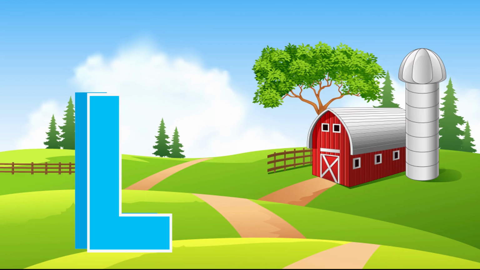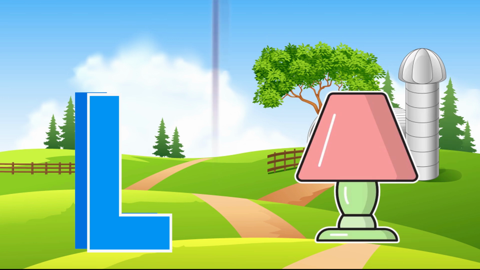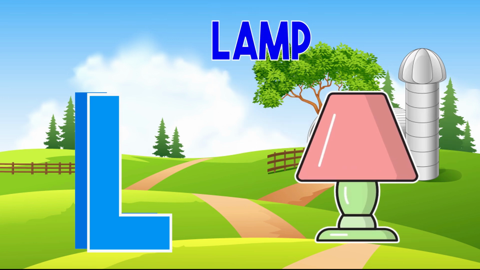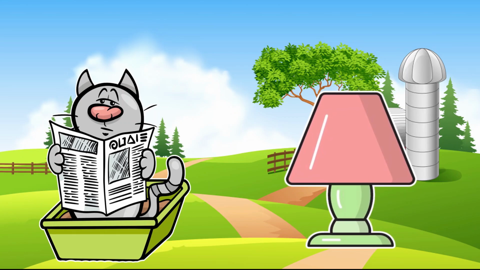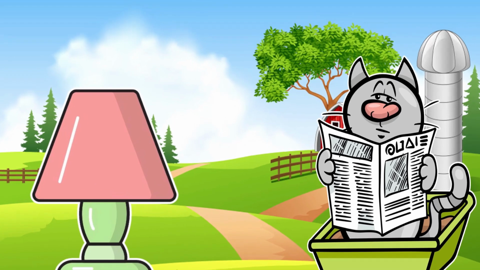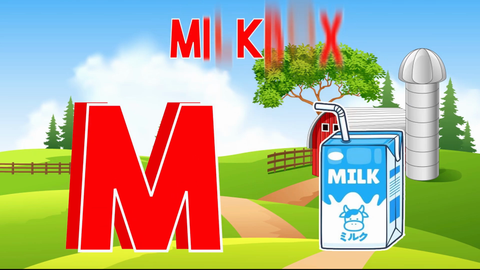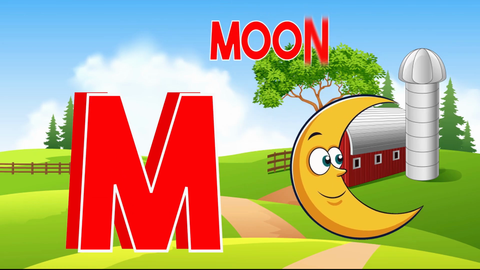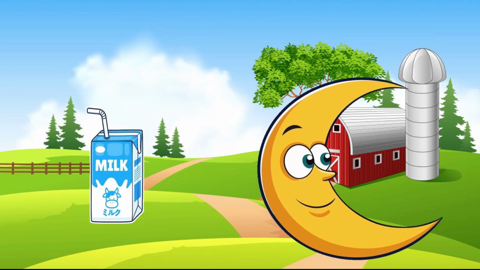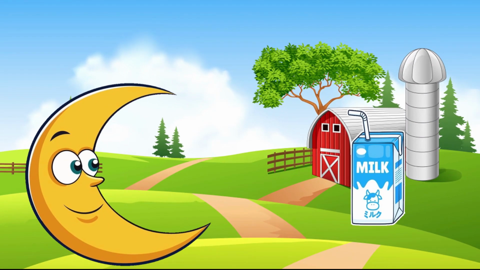L is for ladder, ladder. L is for lamp, lamp. L is for ladder. L is for lamp. M is for mailbox, mailbox. M is for moon, moon. M is for mailbox. M is for moon.